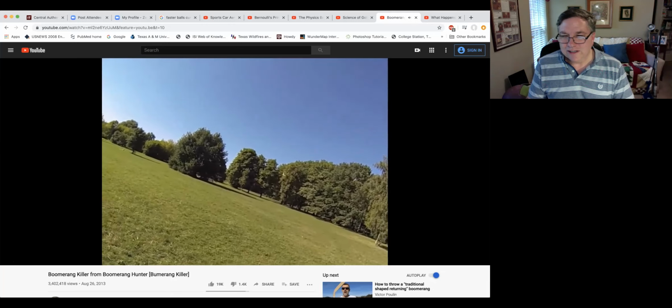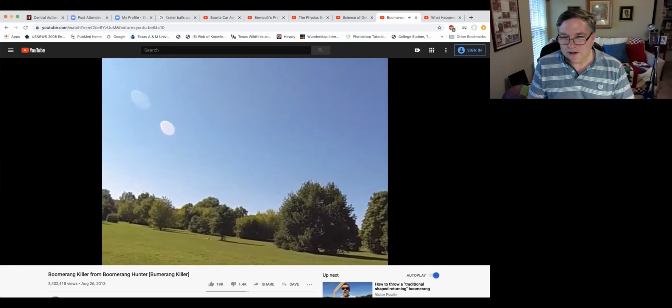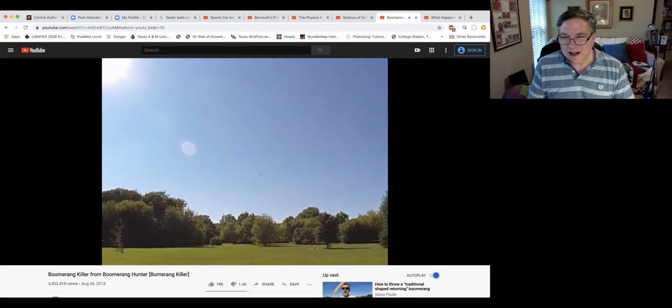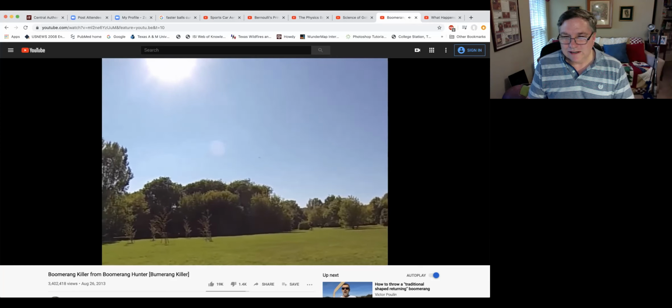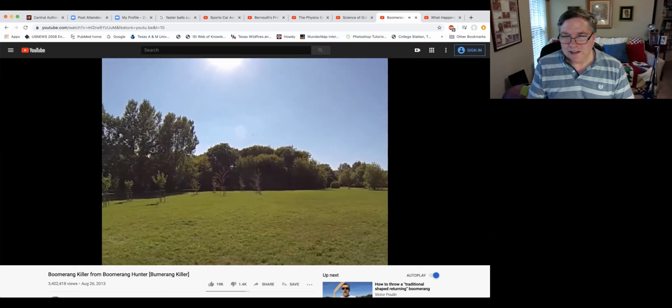There we go, nice and steady. We see that curvature. The curvature is going to increase. Oh, just missed that tree. Now it's coming back, curving around back towards us. Moving pretty rapidly. It's a good thing it's in slow motion.